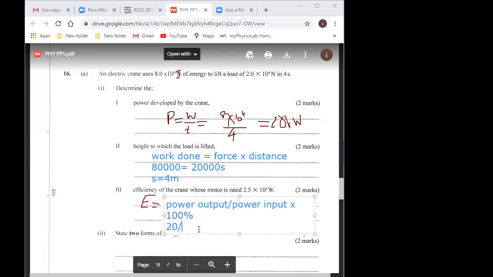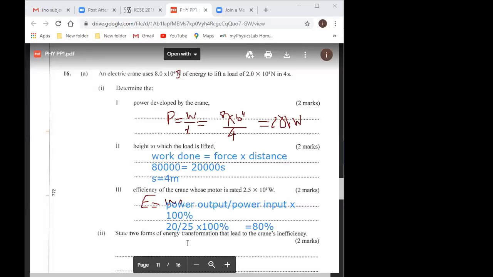2.5 times 10 to the power 4 is 25 kilowatts. So we just divide by 25, then you multiply by 100%. And whatever we are going to have is equal to 80%. So that is going to be our answer. Then we move to the next question.